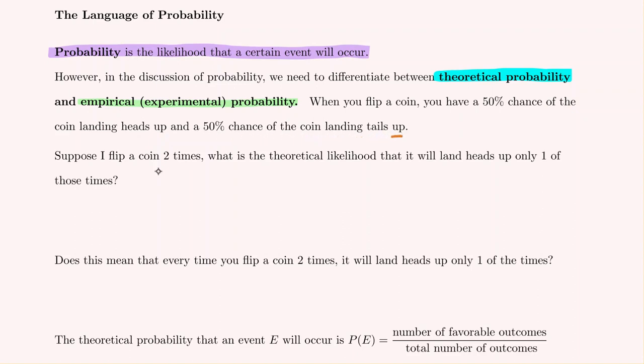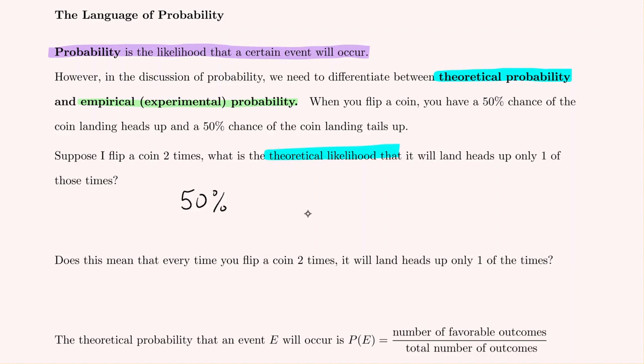Now suppose we flip a coin 2 times. What is the theoretical likelihood that it will land heads up only one time? Think about what you would answer there. What percentage would you guess that it would land heads up one of the times? Our instinct would be to say 50%.